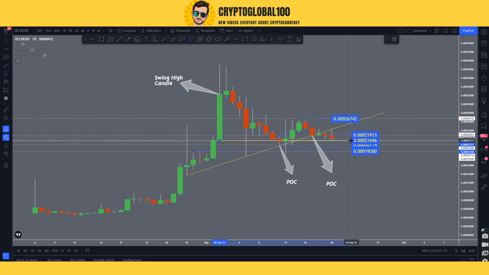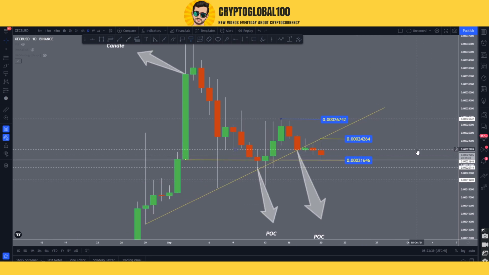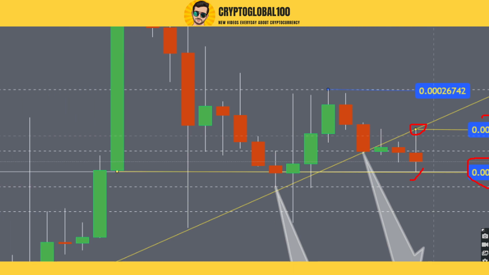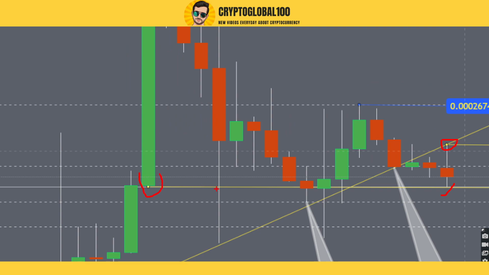Okay, so let me delete the other lines for you guys. Let me delete the other price tags. Now this level and the price here. Now what you are looking at is, just take a look at yourself. You can see perfect point of control, okay, POC, trend line, a valid trend line. It got rejected from 2426.4, okay, and down there it got rejected from 2164.6. Why? Because it was the low of the swing high candle, no rocket science.